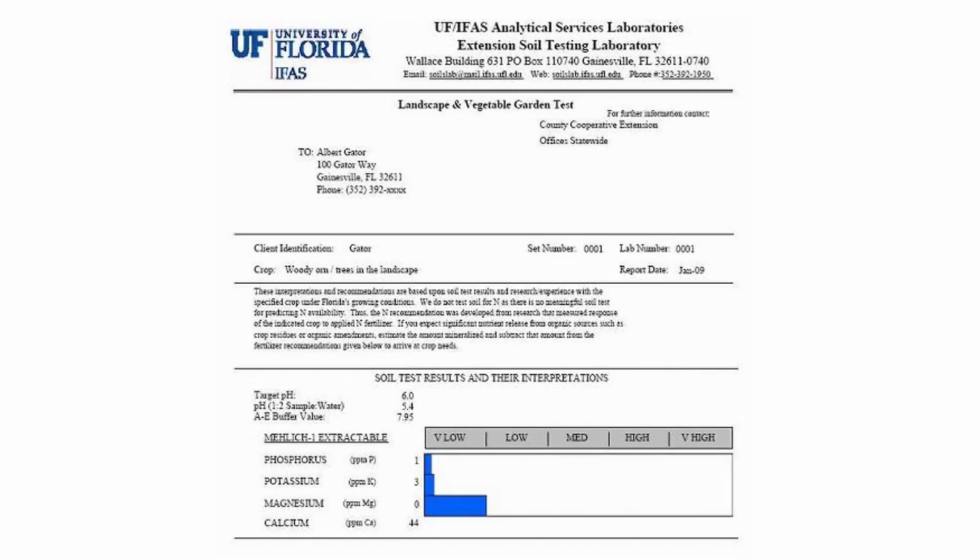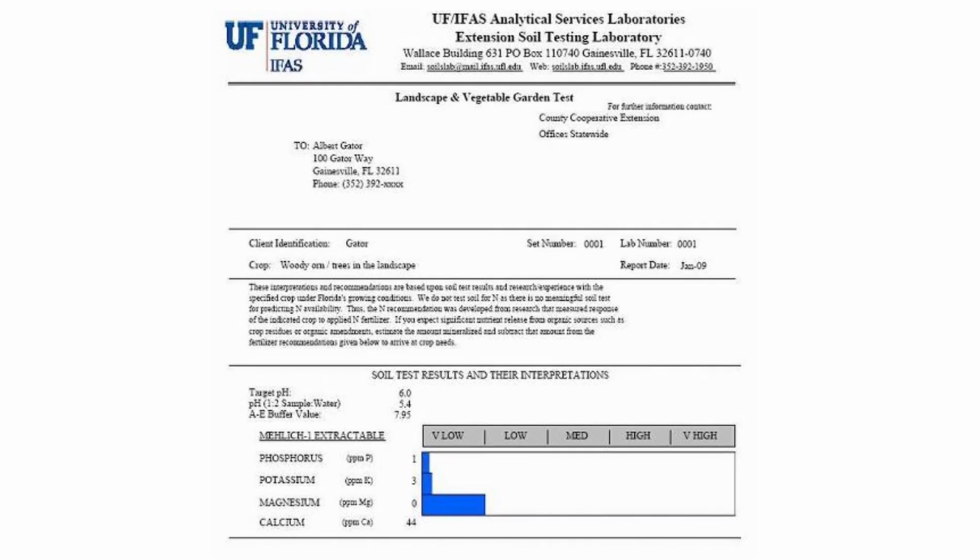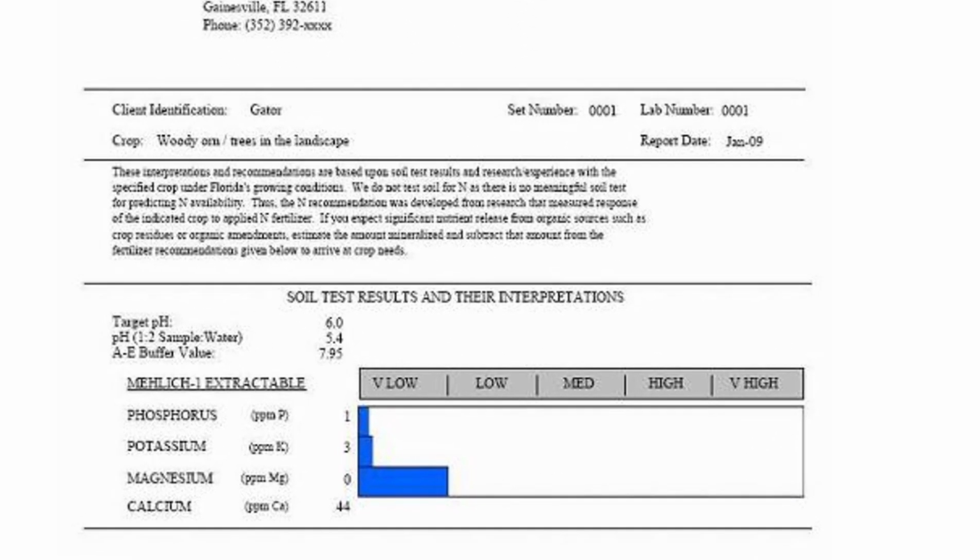In this soil test example from UF-IFAS, the values of the nutrients are shown as bars. You may notice that nitrogen is not shown, and that is because nitrogen moves too quickly through the soil for the values to matter. So nitrogen recommendations are always provided based on the crop. In this sample, the pH is 5.4, so it is slightly acidic compared to the target pH of 6.0. Also, all of the nutrients are in the very low range, which is very unusual.